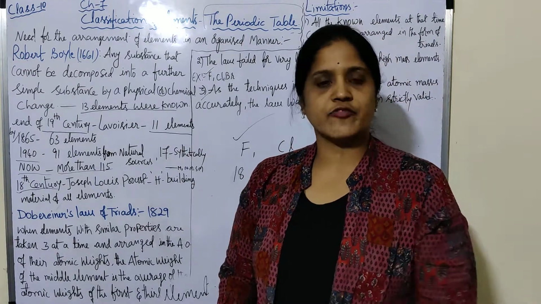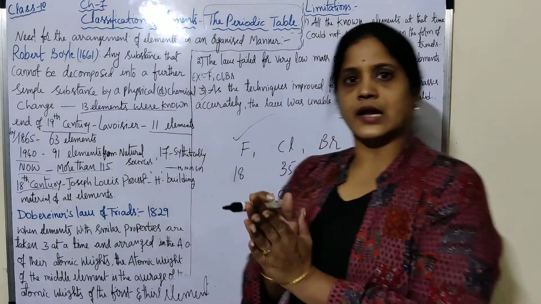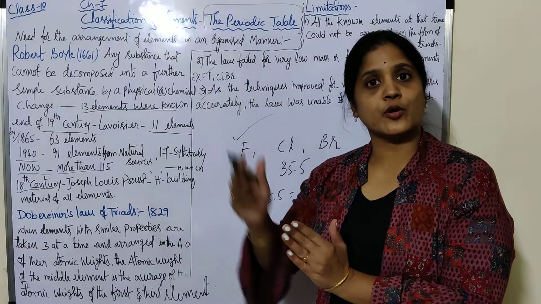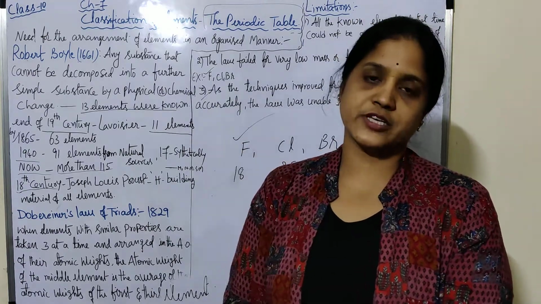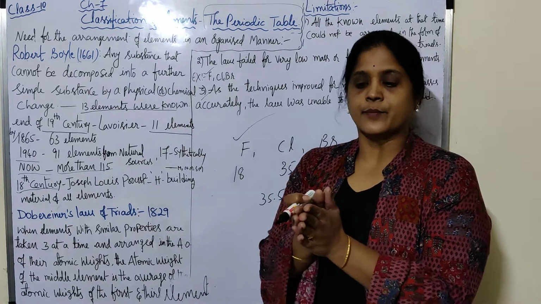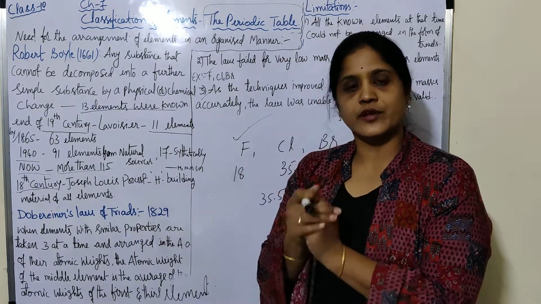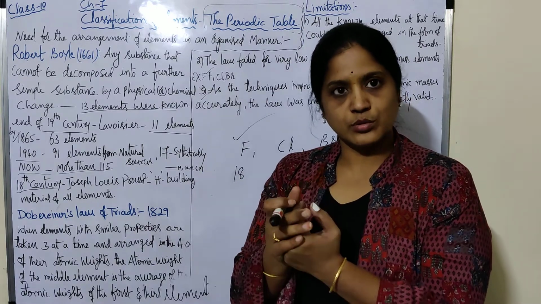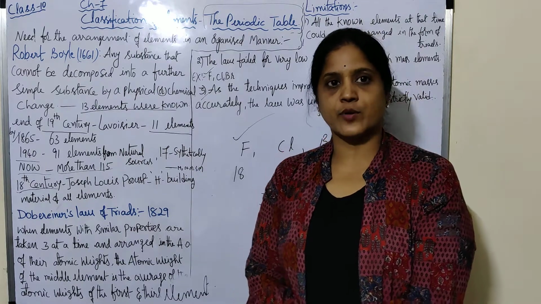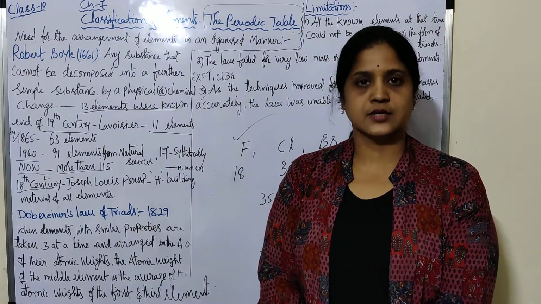But his contribution was important, because he gave the relation that atomic weights should be correlated to the physical and chemical properties of elements. This made other scientists do more work, that is, more types of classifications. This is about Dobereiner's law of triads and its limitations. Thank you.